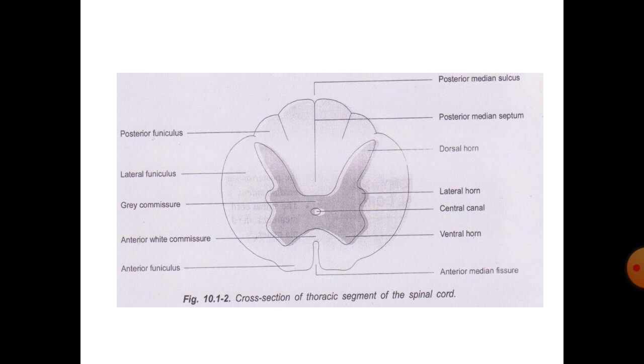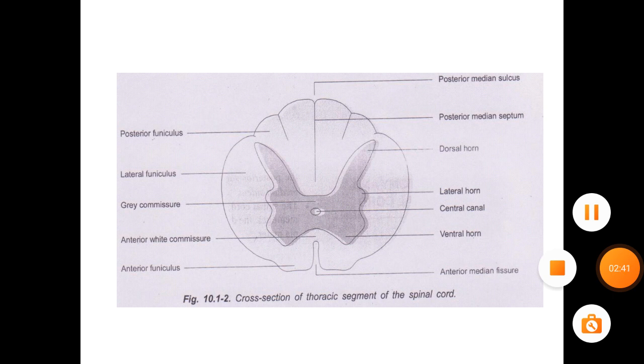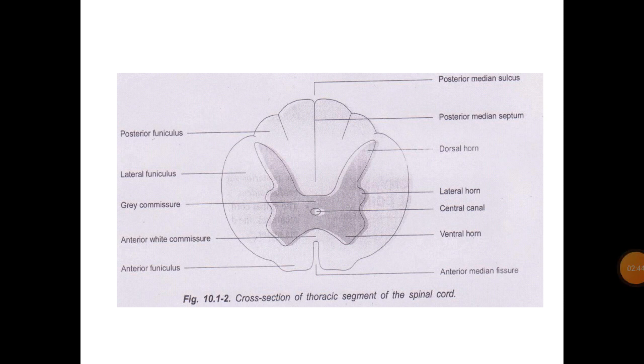If you see the cross section of the spinal cord, you can see the posterior median sulcus in the center, and then the posterior white column. On the lateral side, lateral white column or lateral funiculus is there. On the anterior side, anterior white column is there. Then you can see the H-shaped area. On both sides, the vertical column of the grey matter is there, and that is joined together by a strip of grey matter, and that forms the H-shaped grey matter.